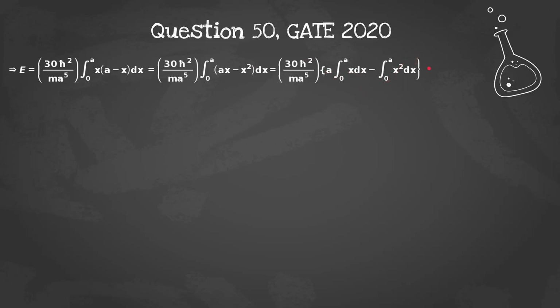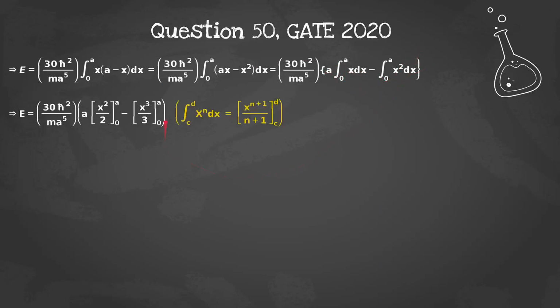Now for our integration part, we know integration of x to the power n dx is nothing but x to the power n plus 1 by n plus 1. And the limits that are there will be there on the final result also. So that has been written here. Integration of x dx will be x to the power 1 plus 1, that is x square by 1 plus 1, so 2. So it becomes x square by 2. Similarly, integration of x square will become x to the power 2 plus 1, so x cube divided by 2 plus 1, that is 3.